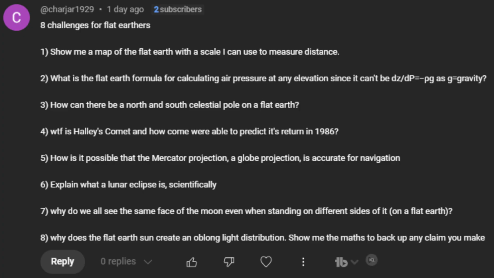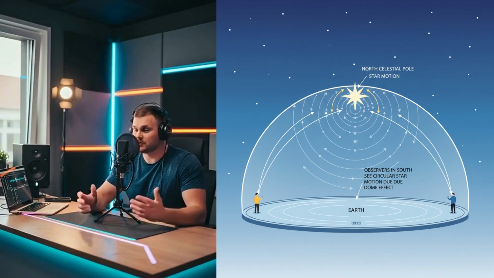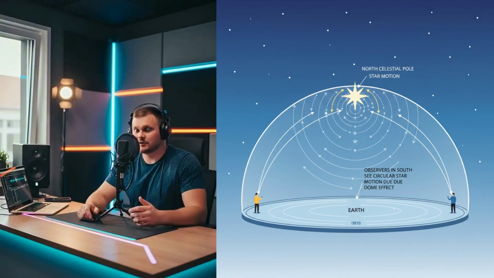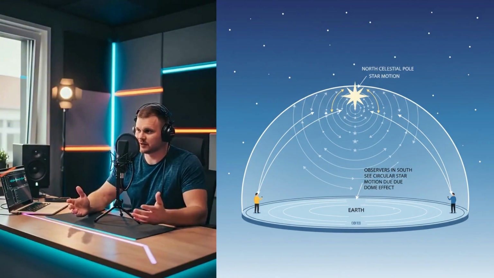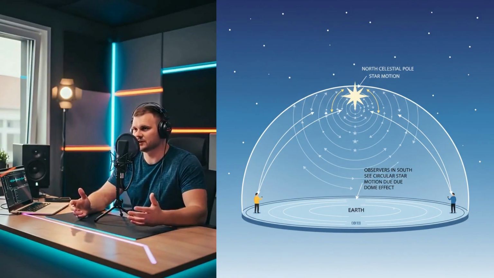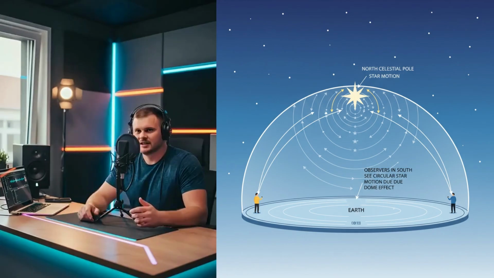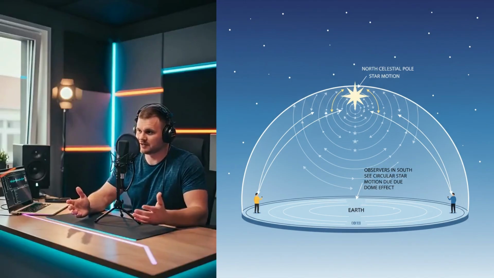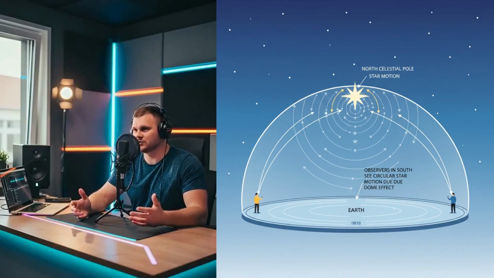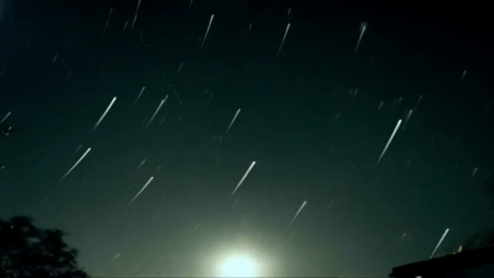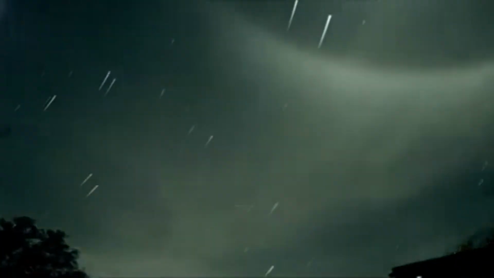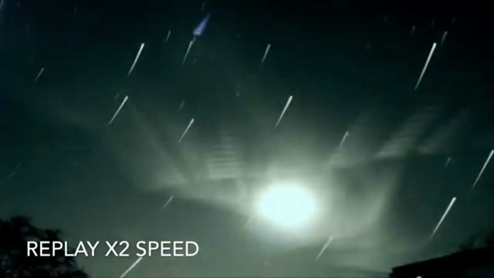Third, the north and south celestial poles. What we call the south celestial pole is not a single point, but a circular motion of stars observed from different southern locations. On a flat Earth under a dome, the luminaries rotate around the central axis, the North Star, and the perspective from the outer ring makes it appear as if there's a second pole. This is a perspective effect created by the dome, not proof of a globe.